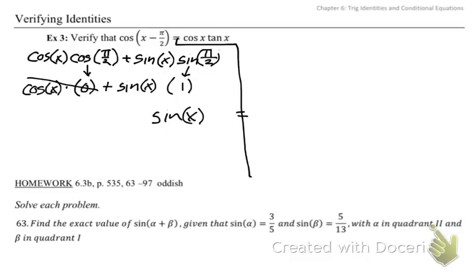I can't really simplify that any further, so we just go to the other side and say, well, cosine of x times, I can rewrite tangent. So I can rewrite this side as cosine of x times tangent becomes sine of x over cosine of x. My cosines will cancel out. I'm just left with sine of x equals sine of x.